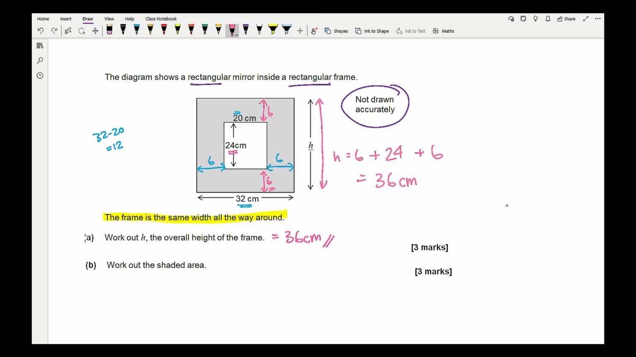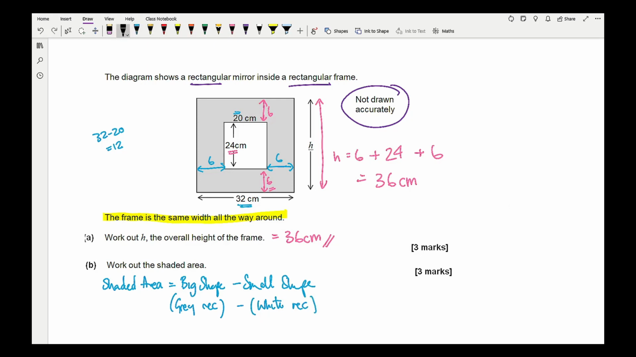Now the next question then says work out the shaded area. Now when working out any shaded area, it's always the big shape take away the smaller one. So the shaded area, or the frame, is equal to the big shape minus the small shape. Now the big shape in this case is the grey rectangle, and the small shape is the white rectangle. So let's go about working out each of those particular shapes.